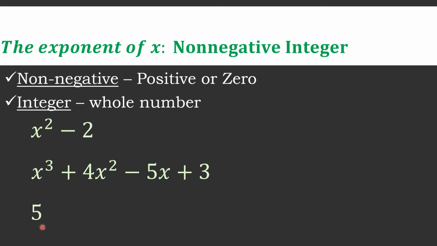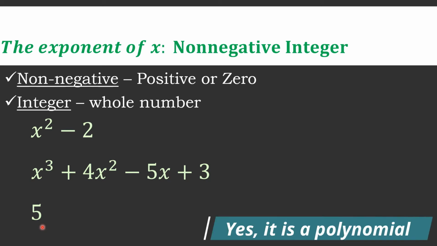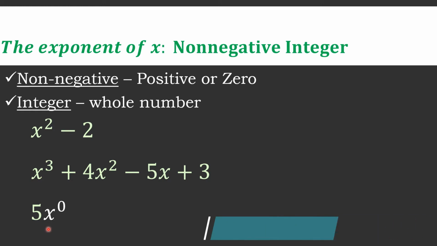Next, how about if we have only one number, and it's just 5? Can this be classified as a polynomial? The answer is yes, since we can have here x which has a power of 0. So it's 5x to the power of 0, and 0 is also a non-negative integer.